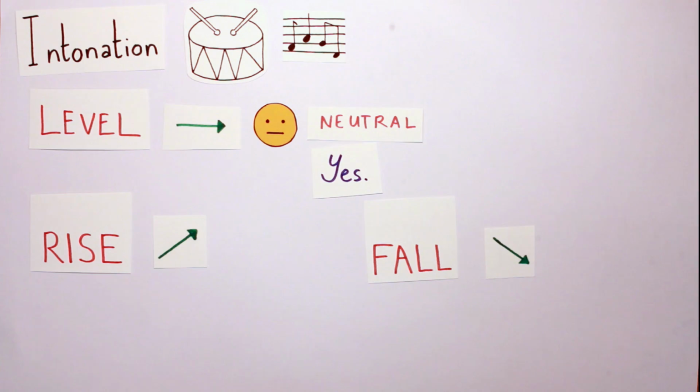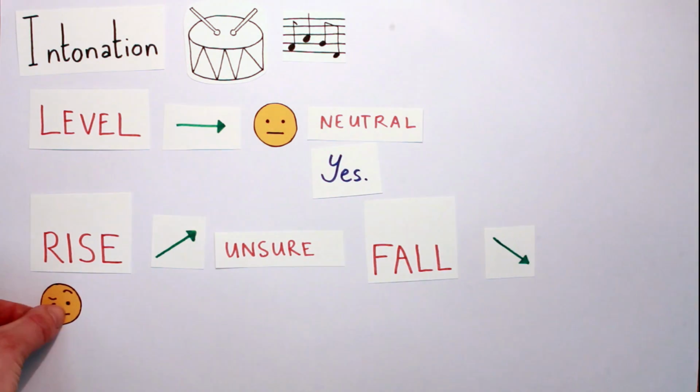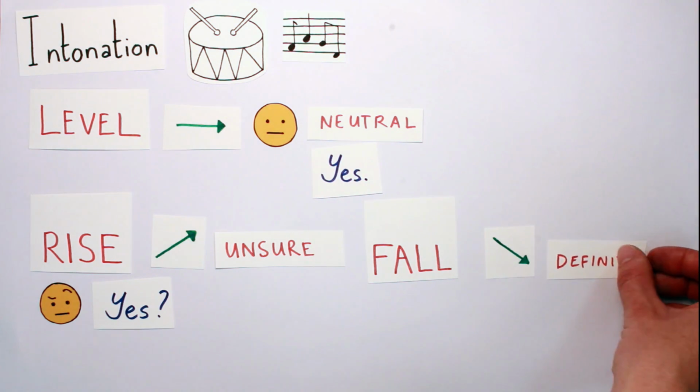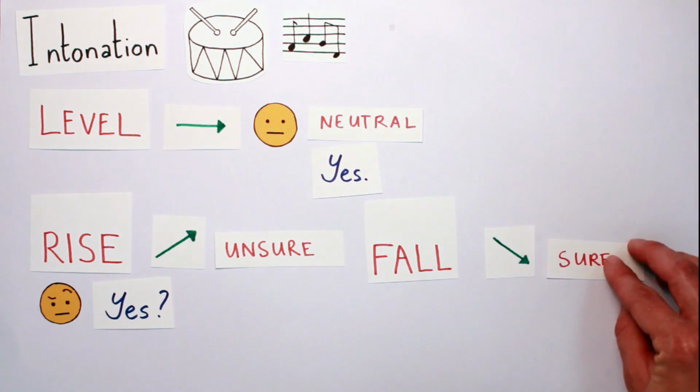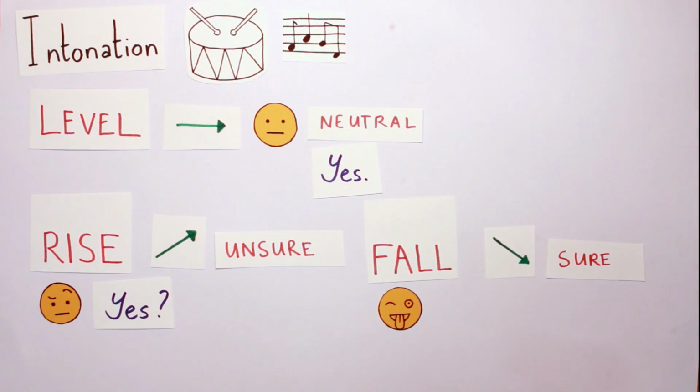Rising intonation, however, shows that you are indefinite or that you are unsure about something. For example, yes? You can hear I'm not sure in my voice. There's a question mark here, which shows that I'm not sure. Falling intonation, on the other hand, is definite and sure. So, for example, you can hear when I say yes! with an exclamation mark, there's my voice going down.